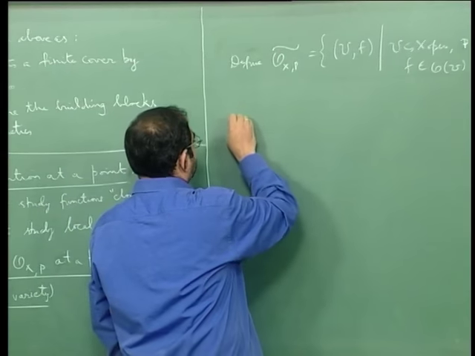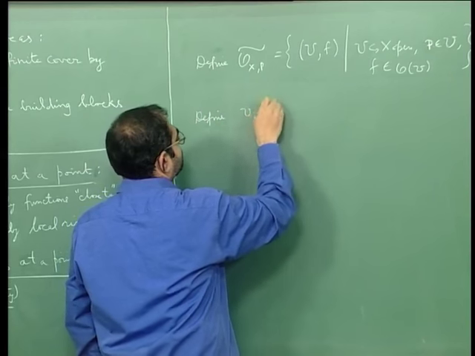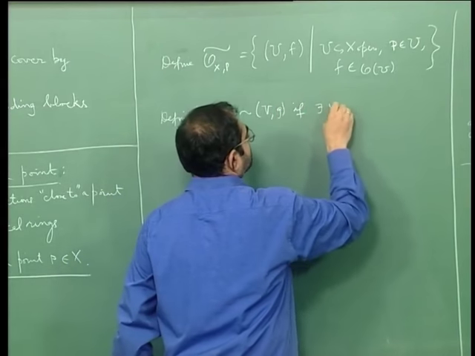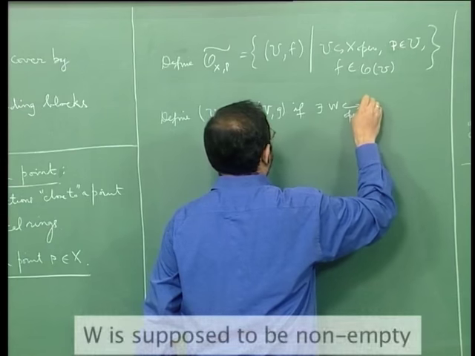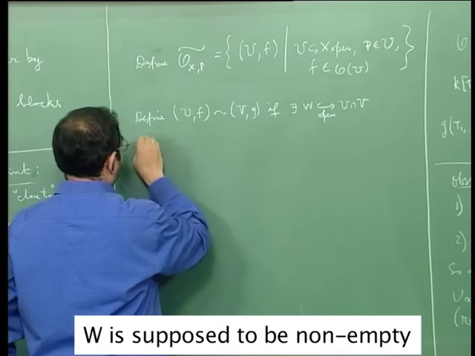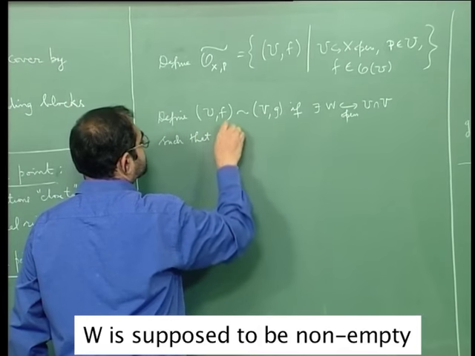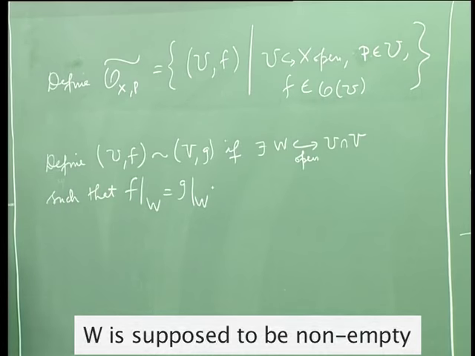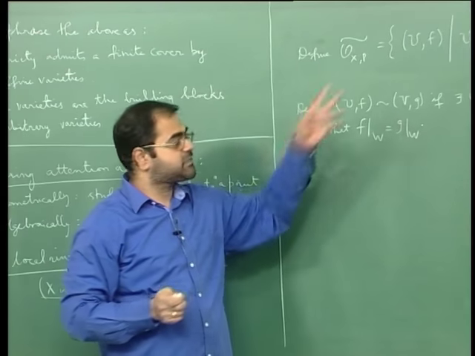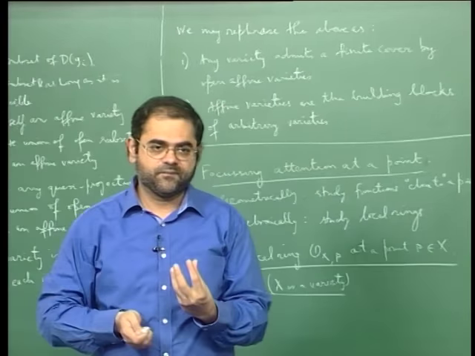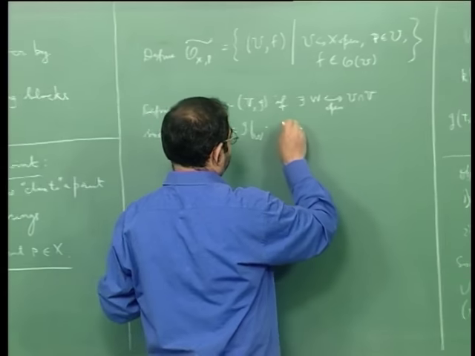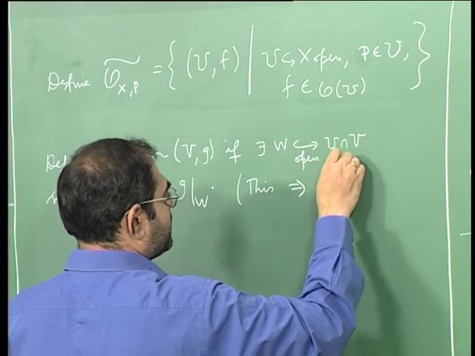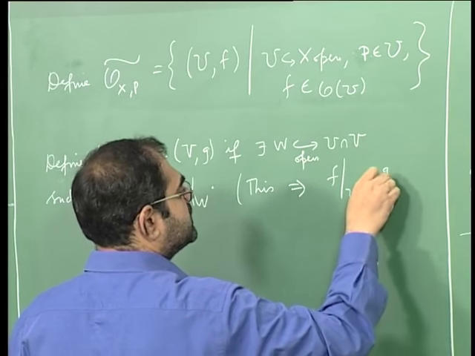So define (U, f) equivalent to (V, g) if there exists W open in U intersection V such that f restricted to W is equal to g restricted to W. Okay, so you put this condition. You define two such pairs to be equivalent if they define the same function in a smaller neighborhood of P. Okay, of course, you know, this implies that if this is true, then f restricted to U intersection V itself will be equal to g restricted to U intersection V.